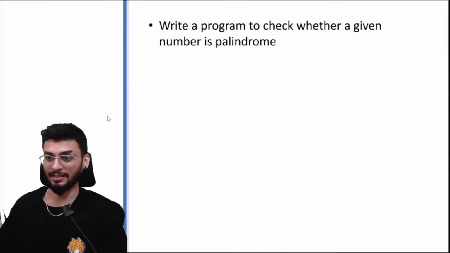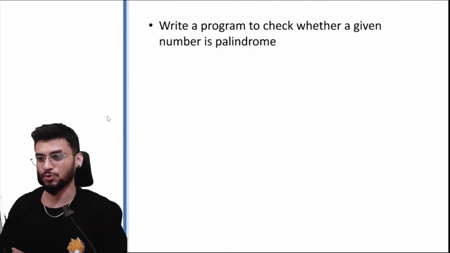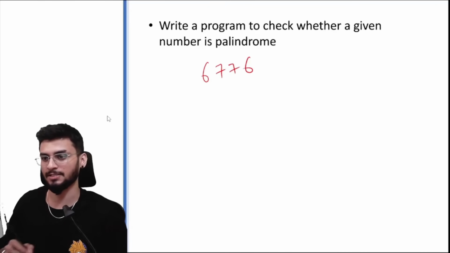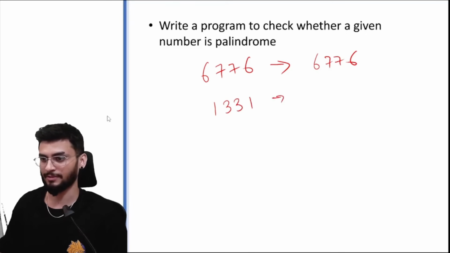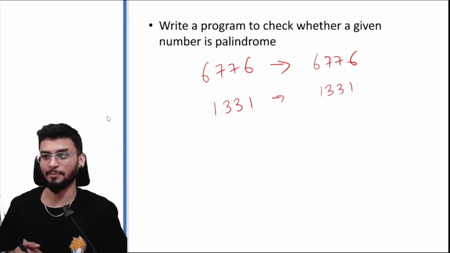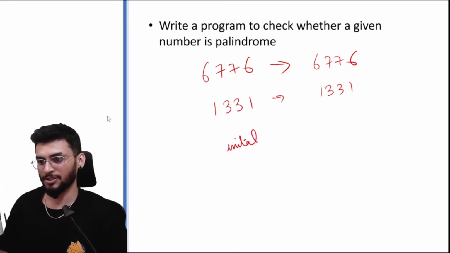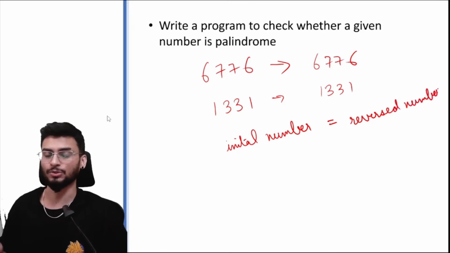Using this logic, we can solve other programs like a program to check if a given number is palindrome or not. So what is a palindrome? Let's say I have a number like this, 6776. If I reverse this, I will again get 6776. If I say 1331, it will again give me on reversal 1331. So in order to check if a number is palindrome, the best thing that you can do is check if your initial number is equal to your reversed number. So this is the logic which we can use.